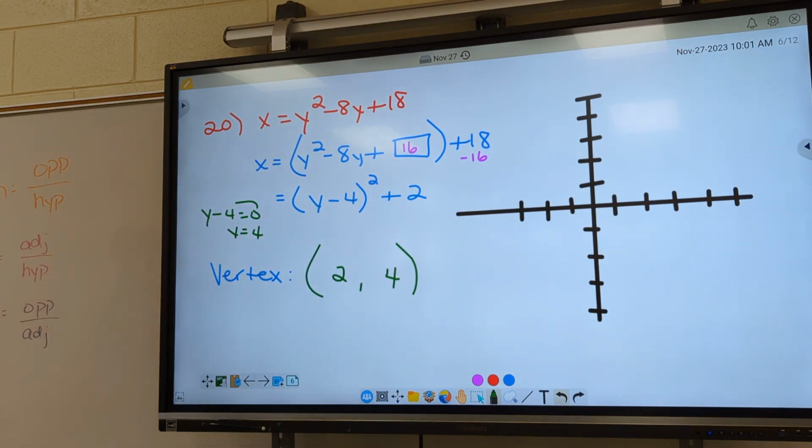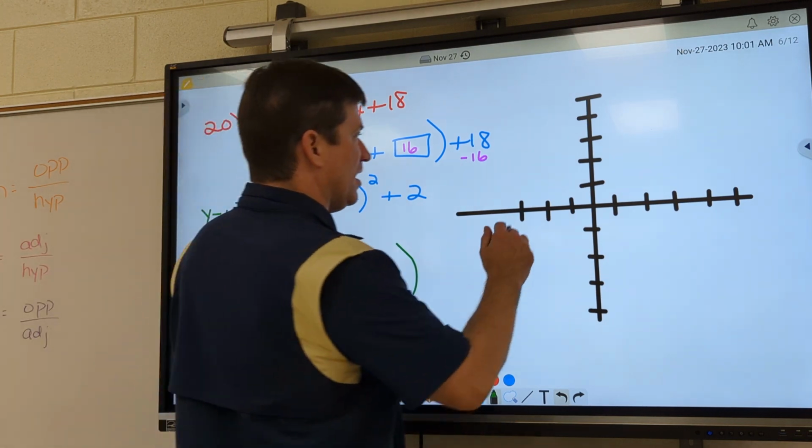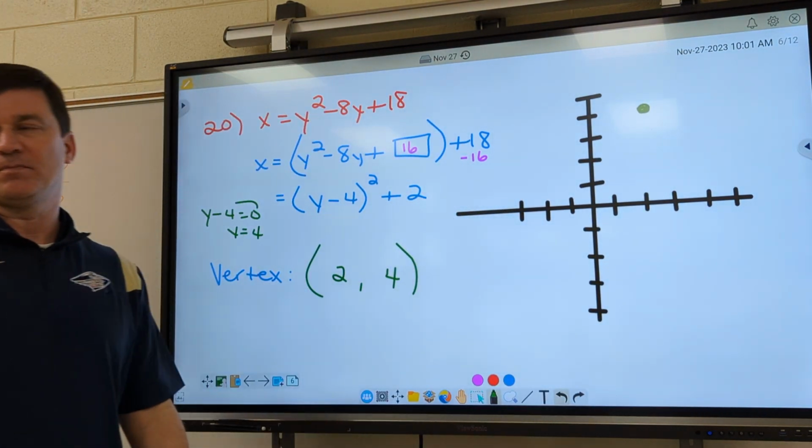Now, I will have these separated on the test. I will have one side where they were just like what we did, where they're up and down the normal way, and I will have one side where it's all like this, backwards. All right, so now graph your vertex, over 2, up 4. Everybody go on your graph, put a point.